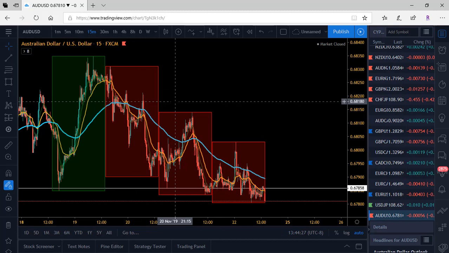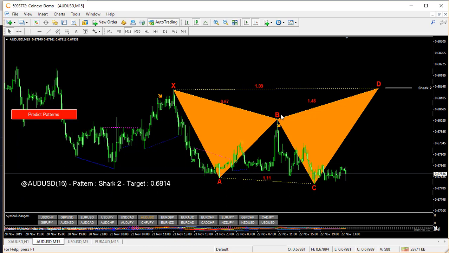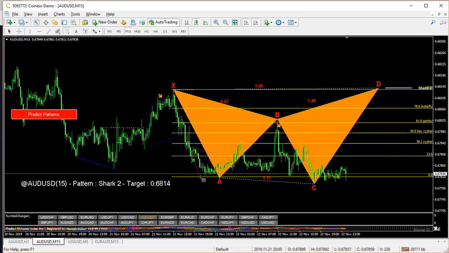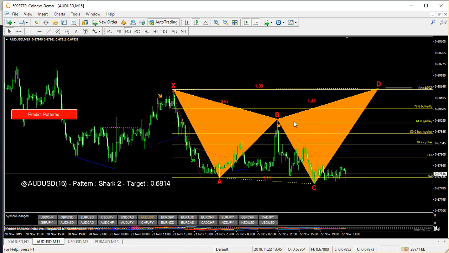So I'm just trying to find that X point, but it kind of seems like it went over that 61.8. I'm going to confirm that before I even transfer this pattern to TradingView. Yeah, it did go through, it wicked through, but there's no candle close above the 61.8, so it's a valid B point for a Cipher.